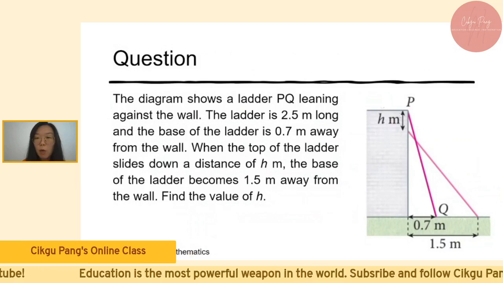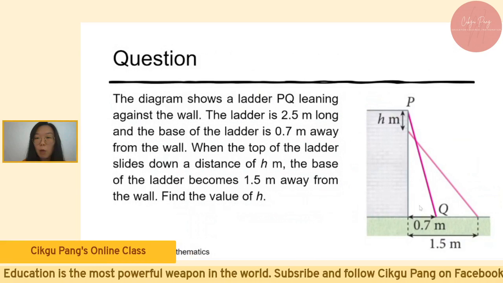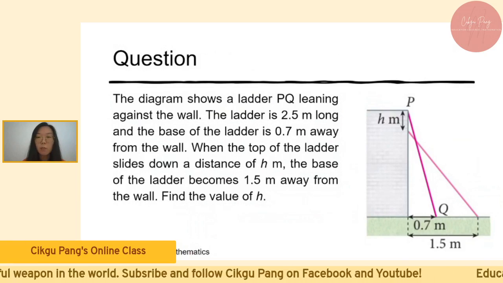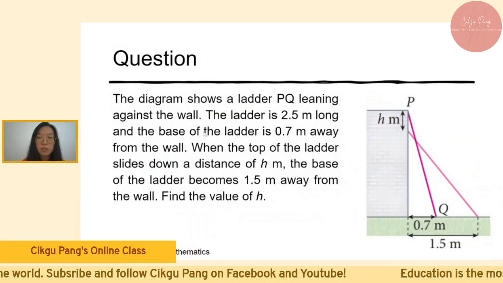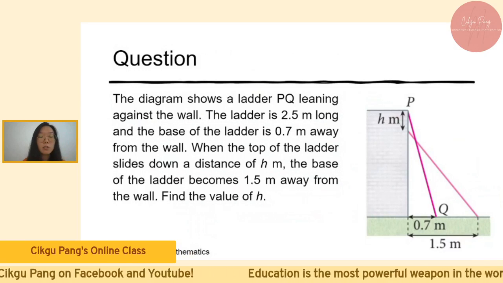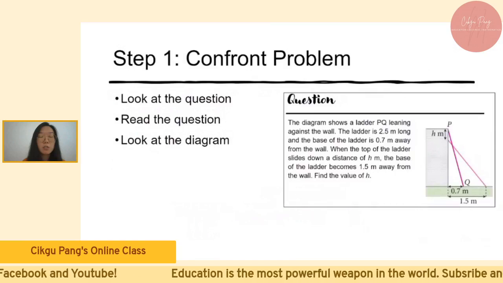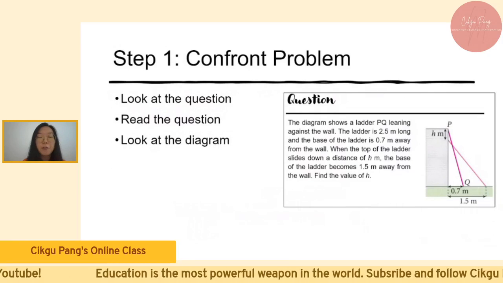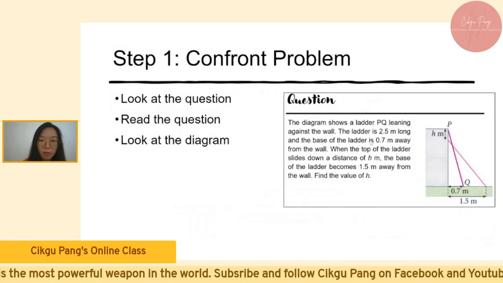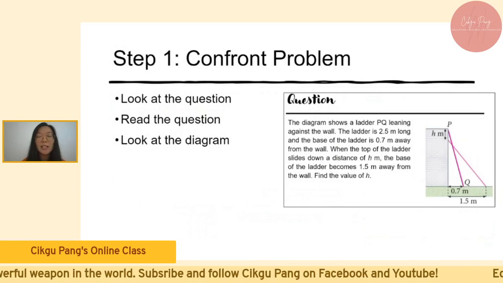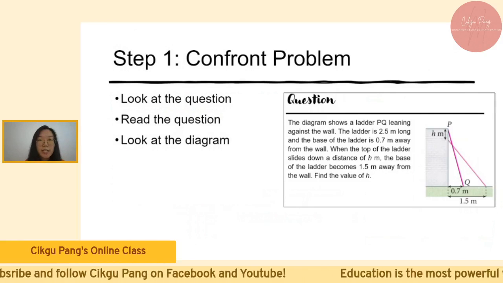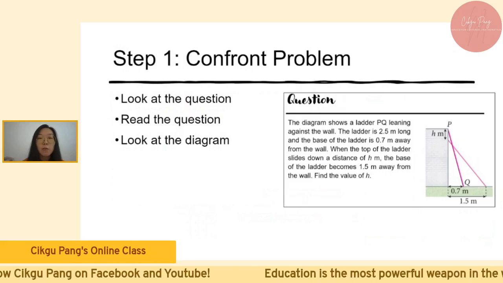So now we have to look at this picture and try to think what can we obtain from this picture and also this word question. Do you still remember our first step? First step, we have to confront the problem. We have to look and read. So look at it, read the question, and now we have to try to analyze the information that we can get from this question and what is the information that we have to find out ourselves.